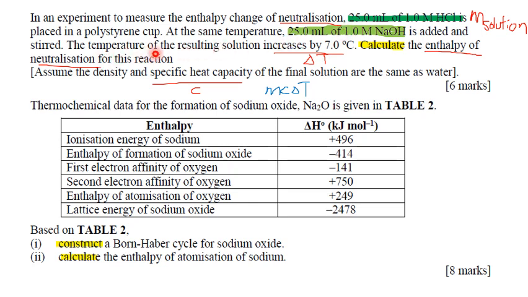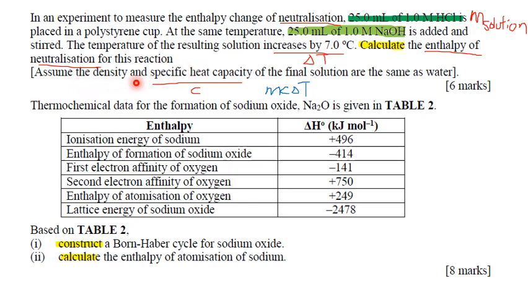Next, the temperature of the resulting solution increased by 7 degrees Celsius. So here is the information about delta T. Calculate the enthalpy of neutralization for this reaction. Meaning that enthalpy of neutralization is referred to 1 mole of what? If you still remember the definition of enthalpy of neutralization, it's referred to 1 mole of water produced.